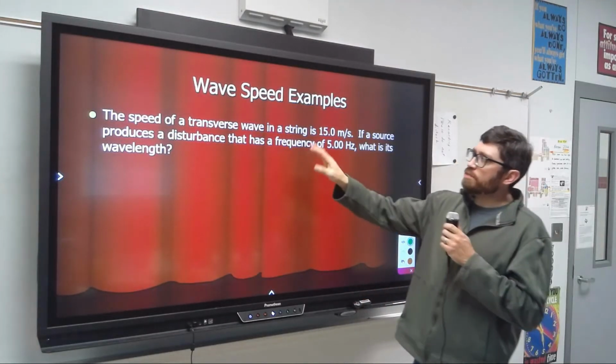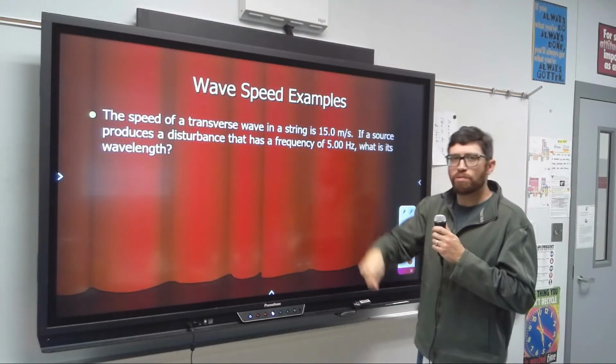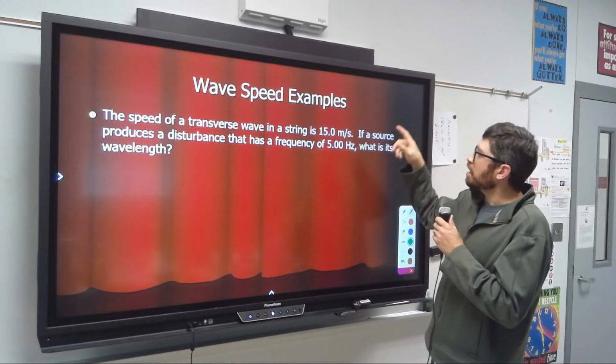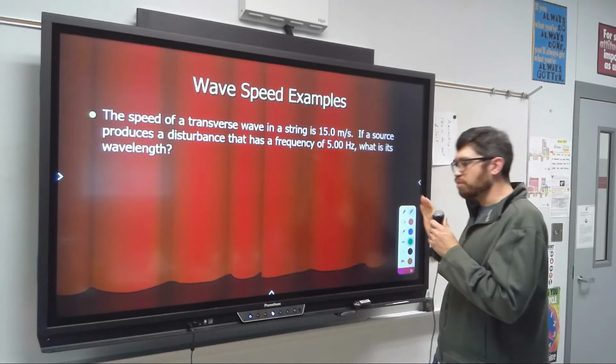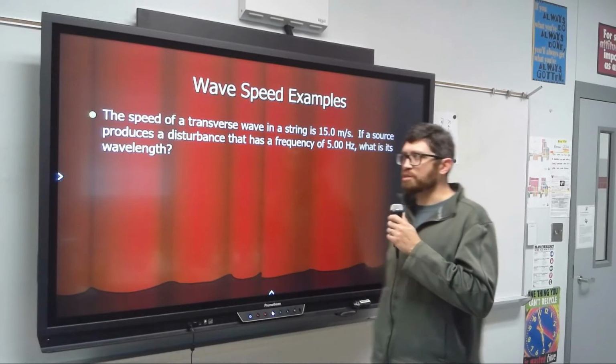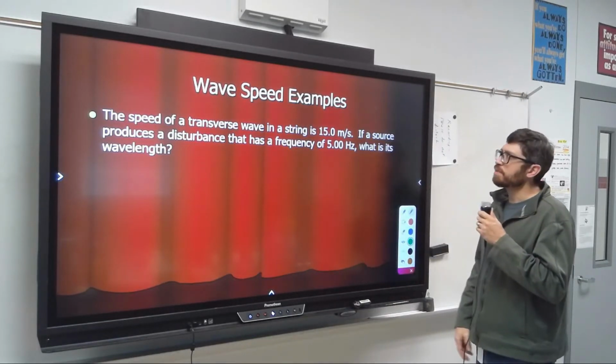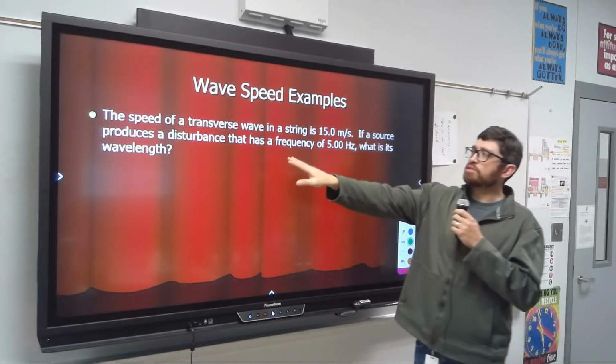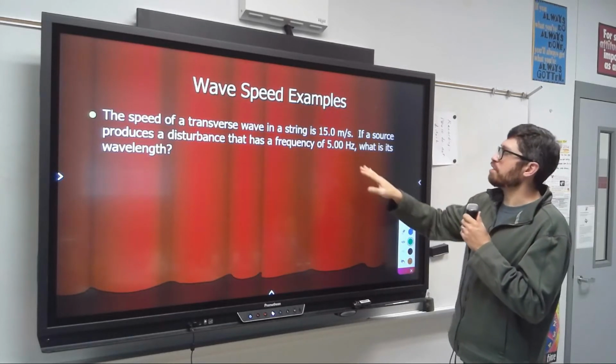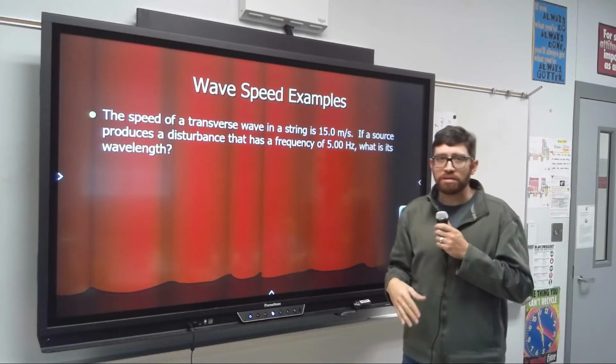It says the speed of a transverse wave in a string, so we have a wave being made in a string, is 15 meters per second. So the wave is traveling from one end to the other at a speed of 15 meters per second. The source of the wave produces a disturbance that has a frequency of 5 hertz. What is its wavelength?